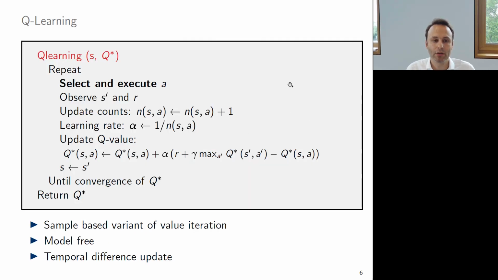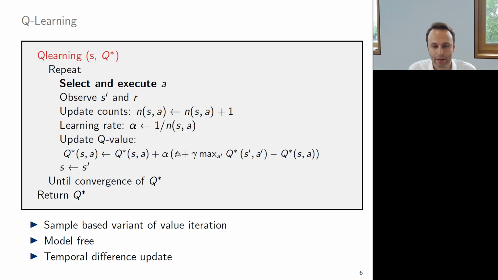Now, Q-learning puts together some of the stuff that we have seen before by doing the following. We repeat in each and every step that we take the following. We select and execute an action A, then we observe the next state and the next reward, and we update the counts, we update the learning rate, and then we update our Q value just like we did in the temporal difference update.